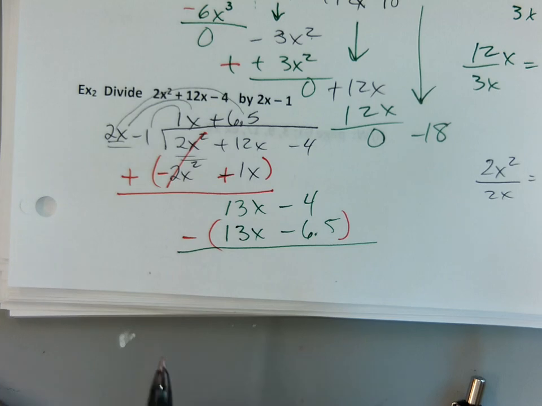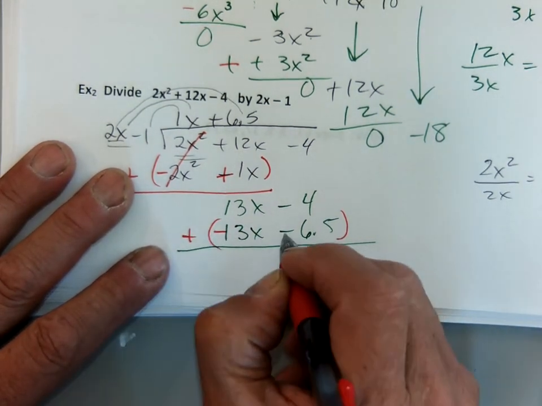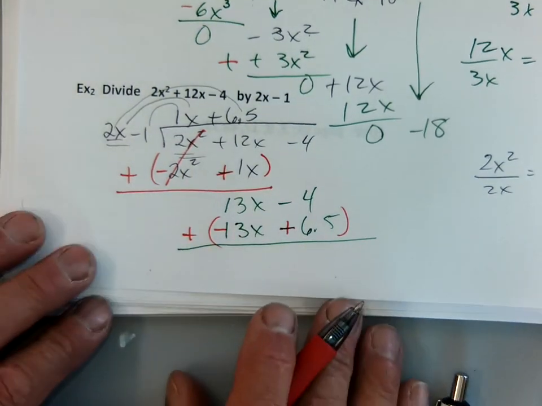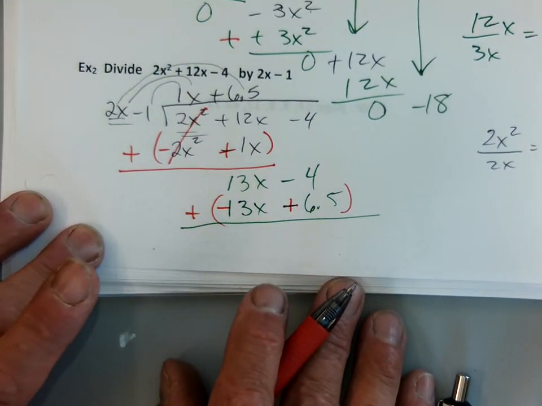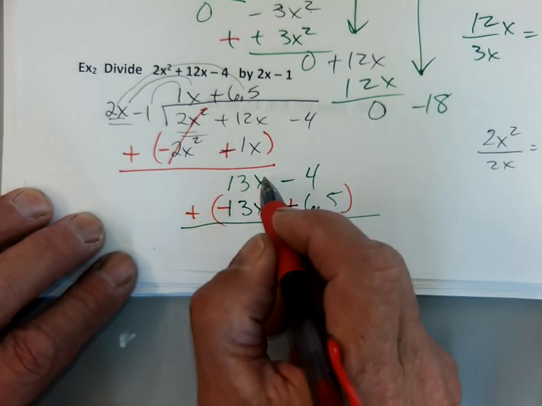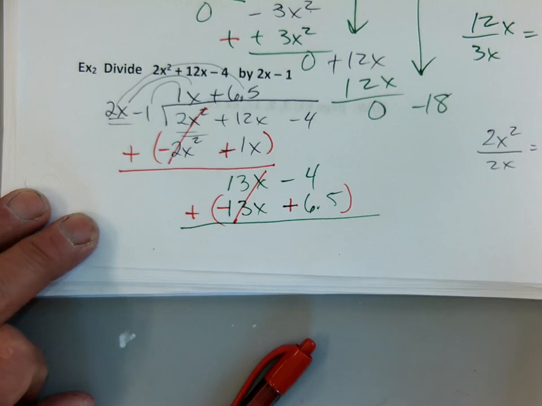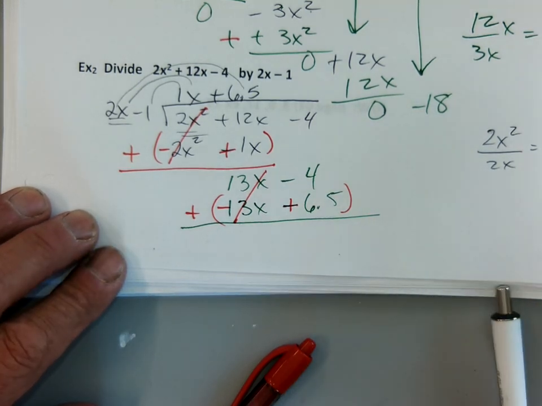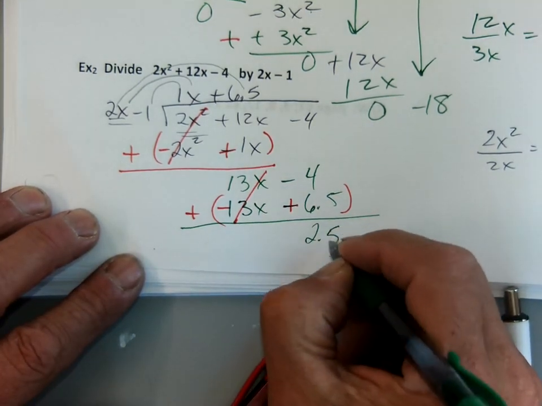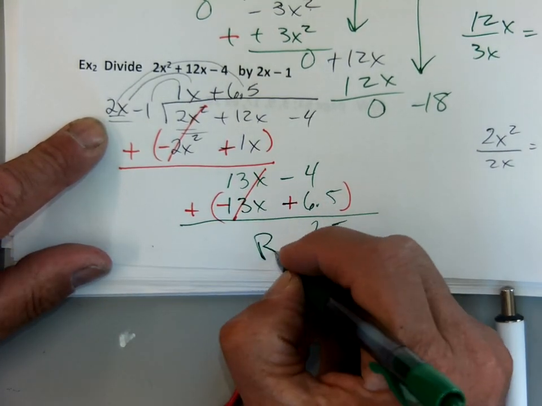So to keep myself from making mistakes, I will add a negative. So I change the signs. I add a negative. Hopefully that makes sense. Just make sure, keeps me from making a mistake here. Subtract, that's gone. And then I get, what's that, a 2.5, right? Now, x will not go into a 2.5. So that's your remainder. That's my remainder.